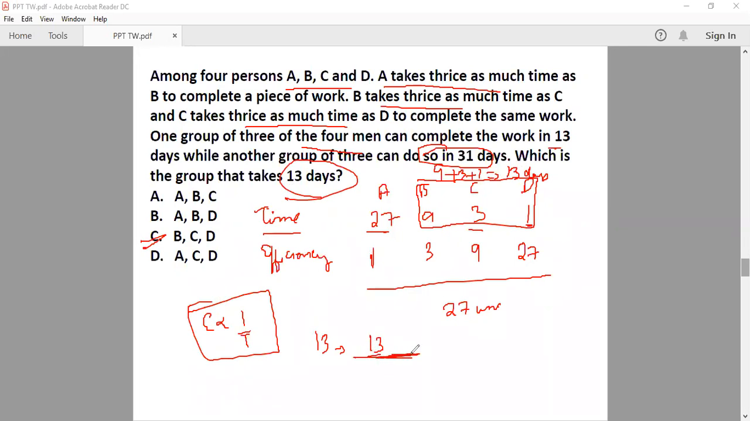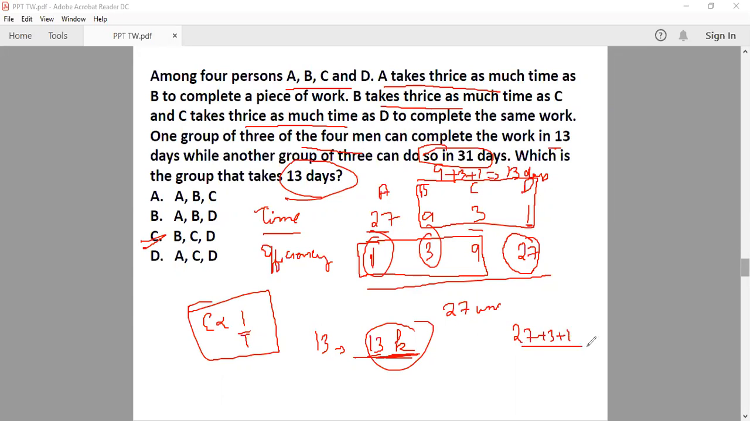Efficiency has to have some relation with 13k in this form. Now if I see which people have the efficiency of 13, these have the efficiency of 13, okay, and which has the efficiency of 31, 27, 3 and 1. These have the efficiency of 31. Here efficiency is 31 for A plus B plus D. For this the efficiency comes out to be 31, and the efficiency of 13 comes out to be for A, B and C.